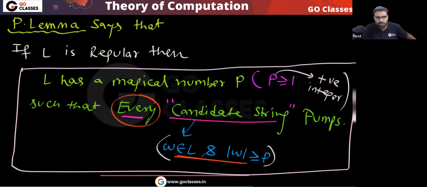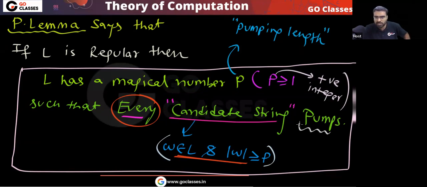And what is the name of this magical number? This magical number P is called the pumping length. Now what does it mean that a candidate string pumps? This is what we need to find out.